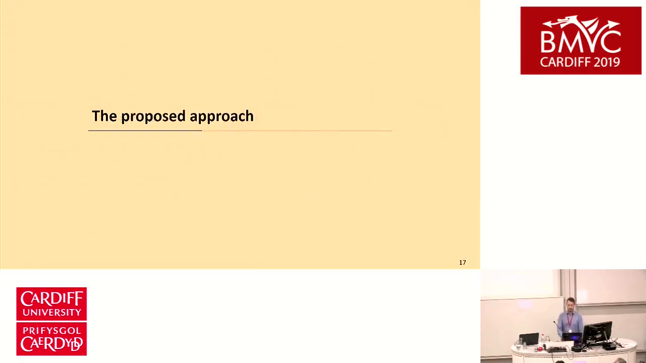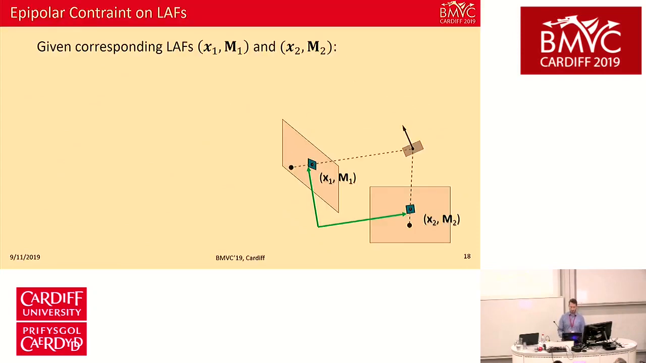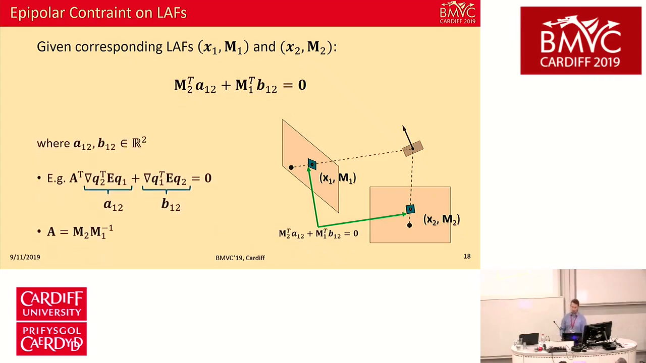So our proposed approach is as follows. First of all, we need to reformulate our epipolar constraint, and we propose to use this form. M1 and M2 are the shapes of our features, and A and B are vector coefficients of the epipolar constraint. They come from previous work. The subindex 1, 2 means it's an epipolar constraint between the first and the second views. So this is how our features are related.